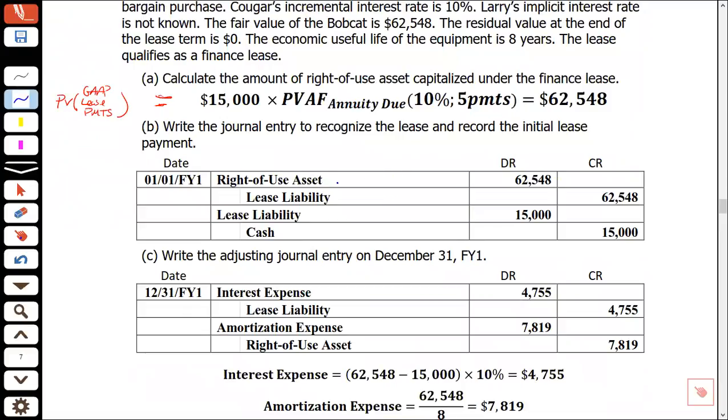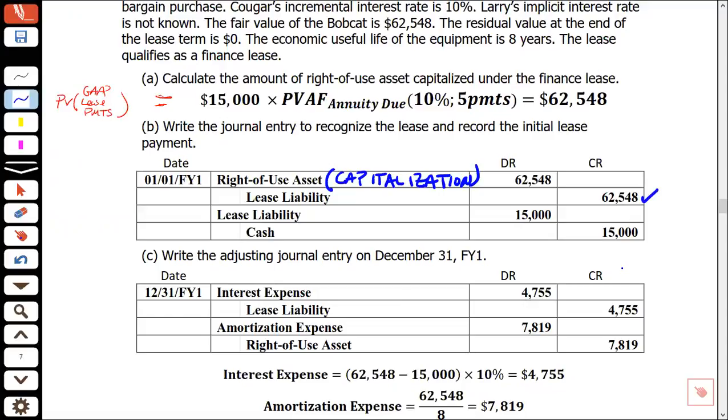All right, so you take the present value of lease payments and capitalize them. So this is the capitalization. Boy, that's a long word for such a fat pen. But there it is. So you're recording the long-term asset called right-of-use asset. And then along with it, we recognize 62,548.